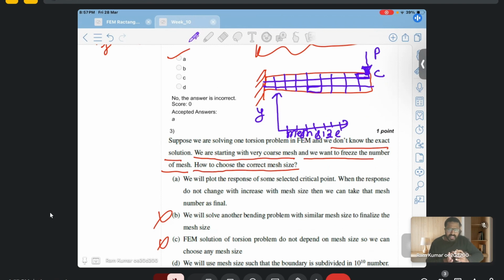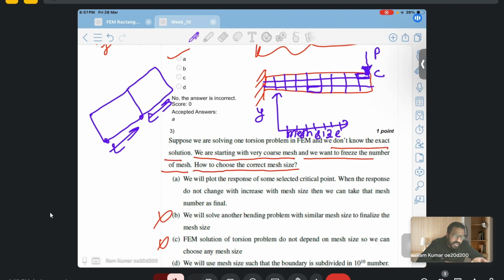Normally, we start with a coarse mesh. Coarse means there is a long gap between two elements, between two nodes, which is a little large in comparison to a fine mesh. So we have terminology like coarse mesh and fine mesh, and normally we start with a coarse mesh.